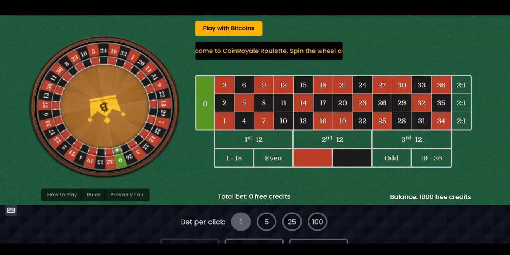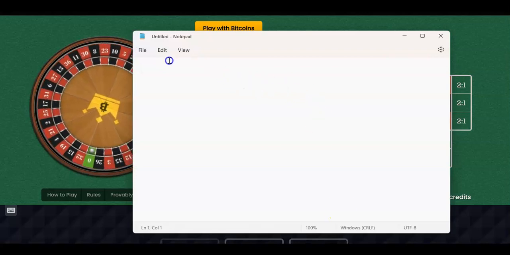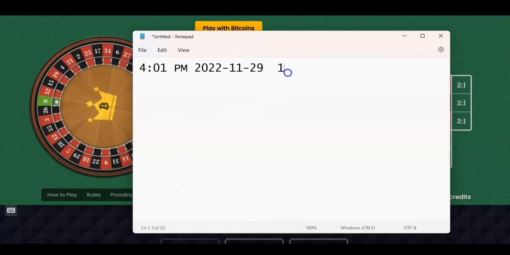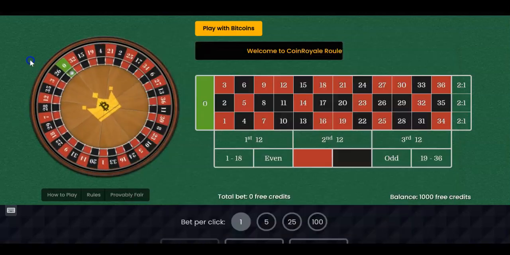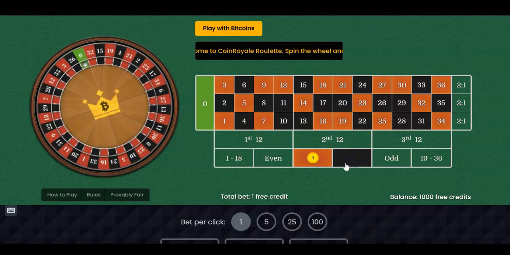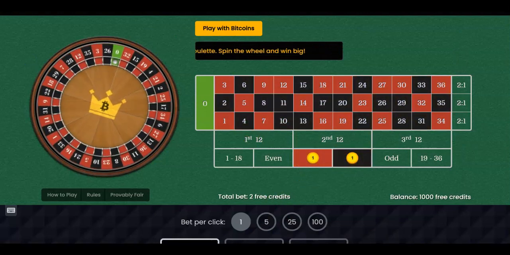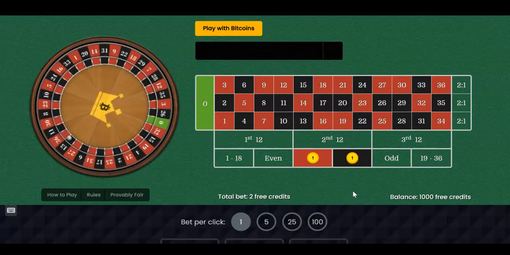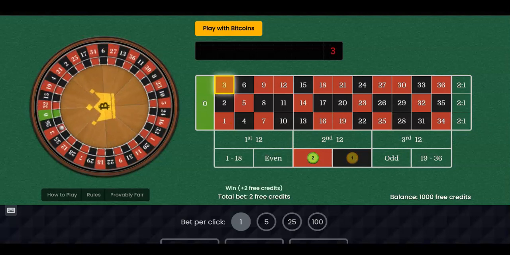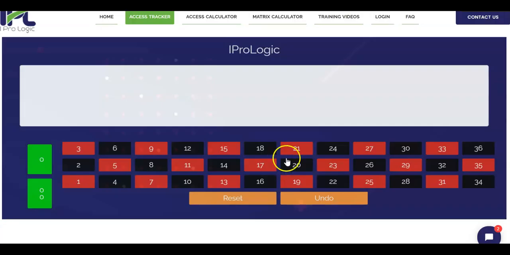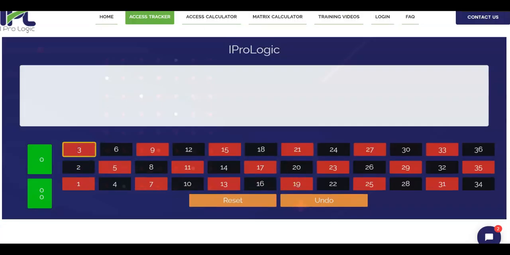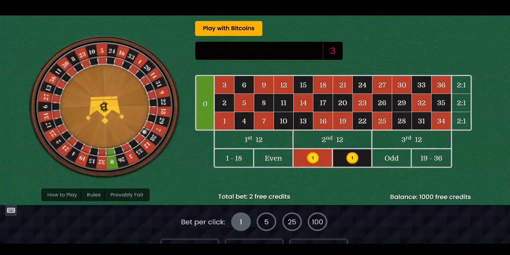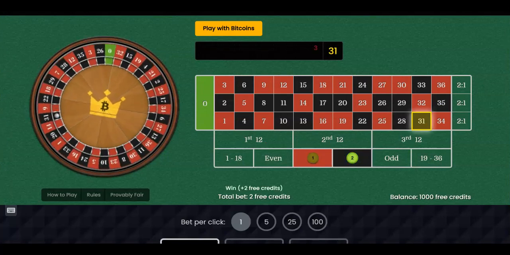I am going to first put this up here. We're going to set a time. And I'm going to show you the power of using the calculator with this. We set the time and we are going to spin. Okay, so our first number is 3. So what are we going to do? We're going to put 3 in here and we're going to wait. There's nothing wrong with waiting. We're going to wait until the numbers populate and then we're going to start playing.